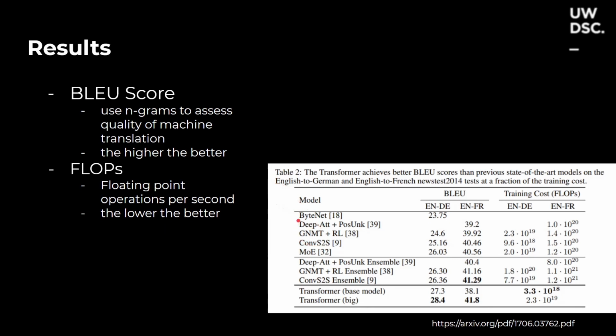This model, Deep ATT, uses bidirectional LSTMs. GNMT also uses LSTMs with attention. This ConvS2S is actually kind of interesting. They use CNNs to translate from English to German. And yeah, I always find it very, very cool when you take models that are usually for other purposes and use them for another purpose.